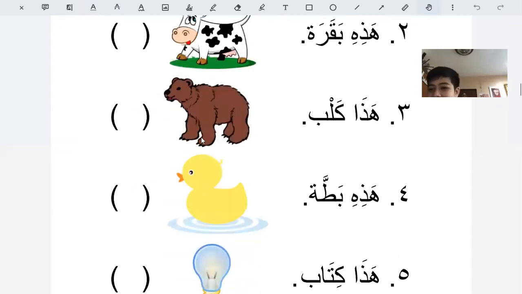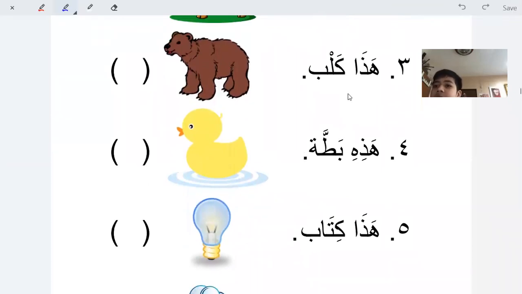Then next one. Haza kalb. First, translate the sentence. What is the meaning of haza kalb? This is a dog. Kalb means dog. So this is a dog, and the picture does not match, so it is called khata. Khata. Pronounce after me. Khata. Good.